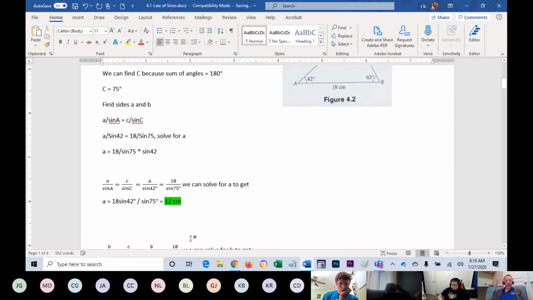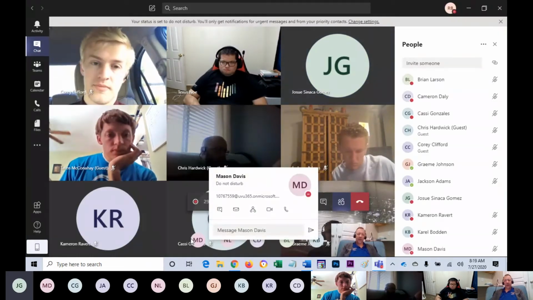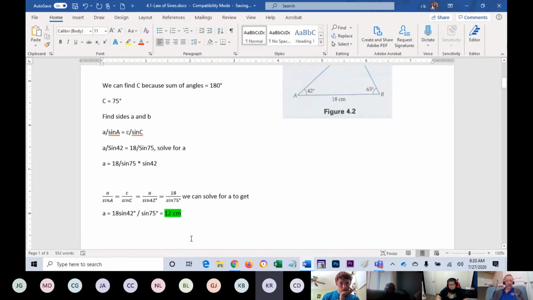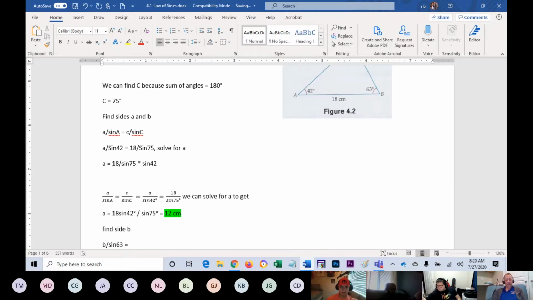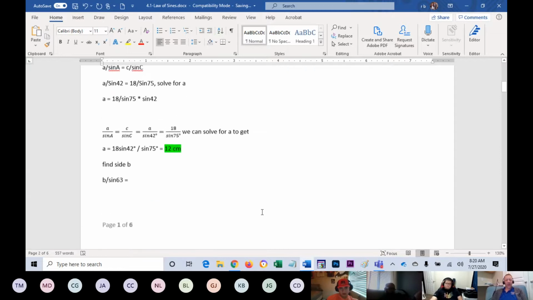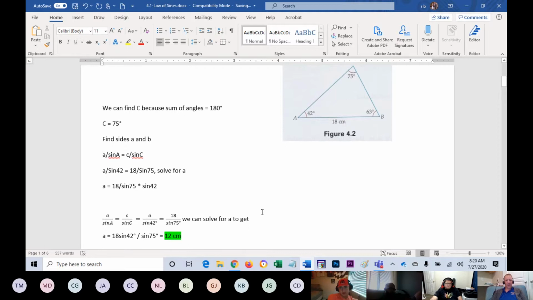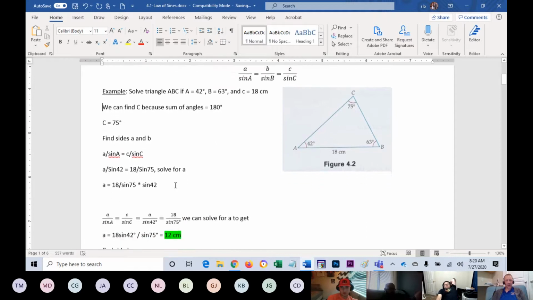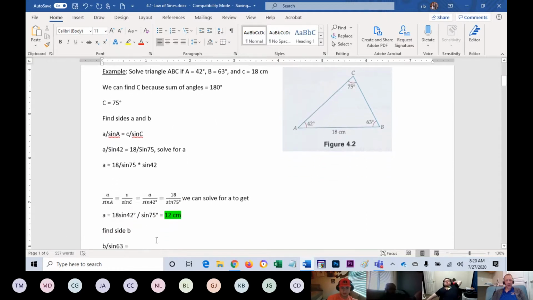So since Josue did that, how about Cameron Ravert? Can you help us find side B? All right, so we don't know little b, so it'd be b divided by sine of 63 is equal to. Can you scroll up a little so I can see the top of the triangle? Oh, try not to give away the answer. There we go. Sorry. So it'd be b divided by sine of 63, and then it would be 18 divided by sine of 75, and those are equal to each other.